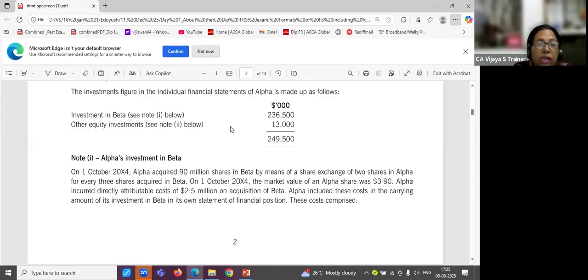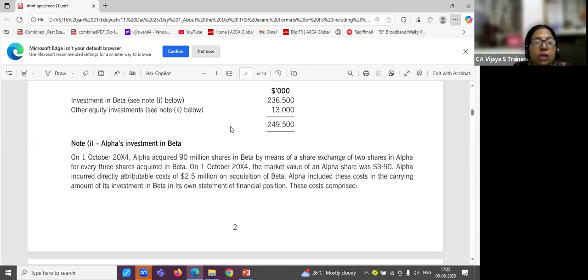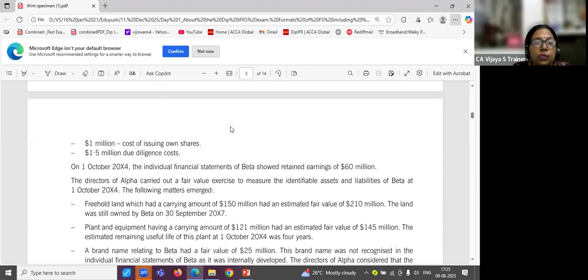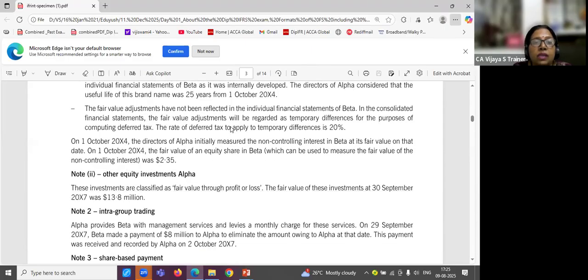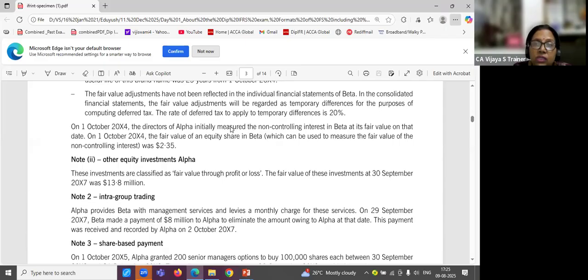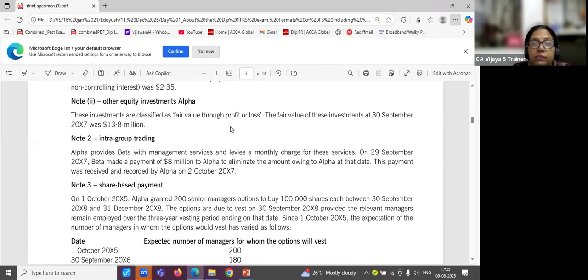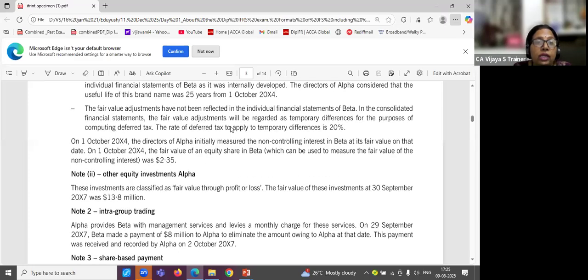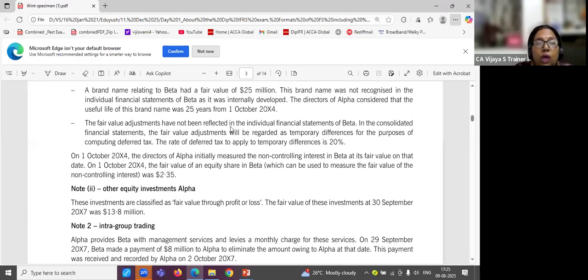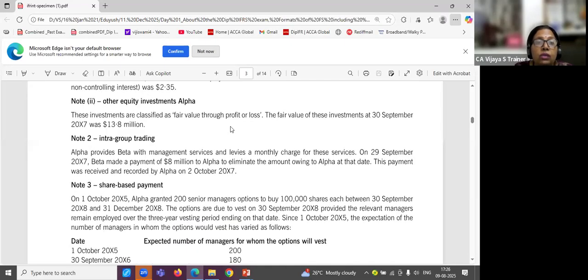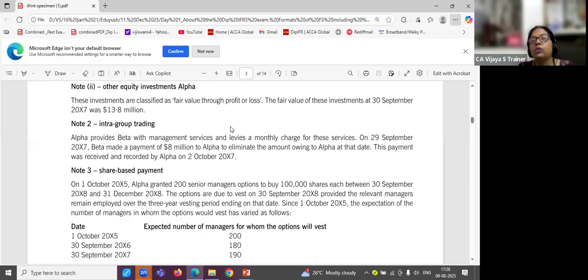The next note relates to that acquisition; they're giving you some other details of the consideration paid. Then there are other equity instruments in Alpha. He's giving you some details. Then there's the intra-group trading. So technically, note 1 and note 2 alone relate to consolidation-related adjustments. Note 3 relates totally to some adjustment on share-based payment, which the parent company has not done in its own books. So you'll have to do that.